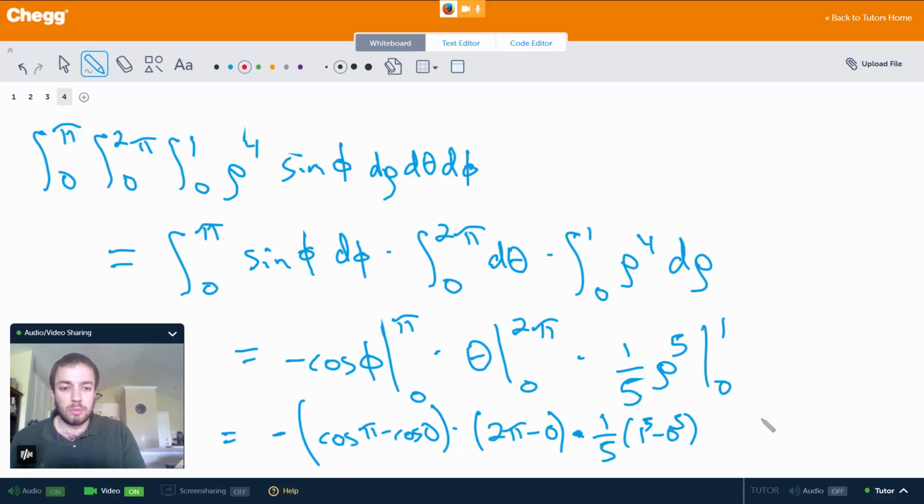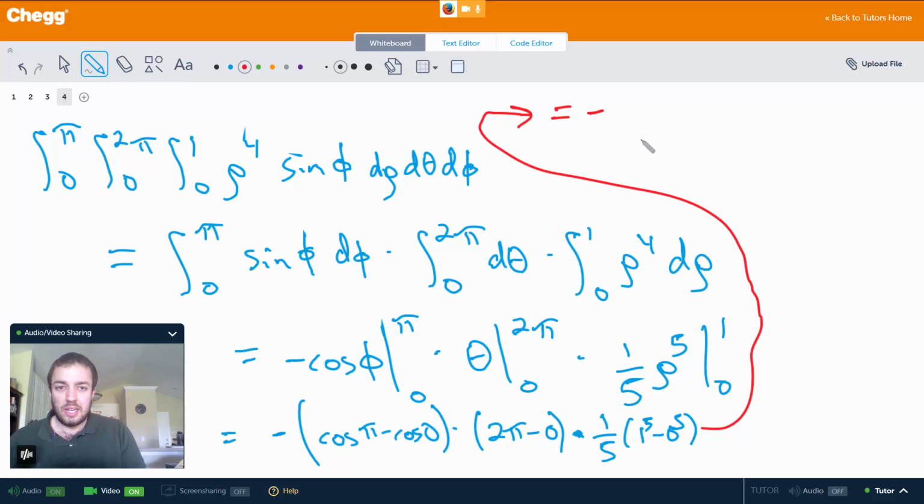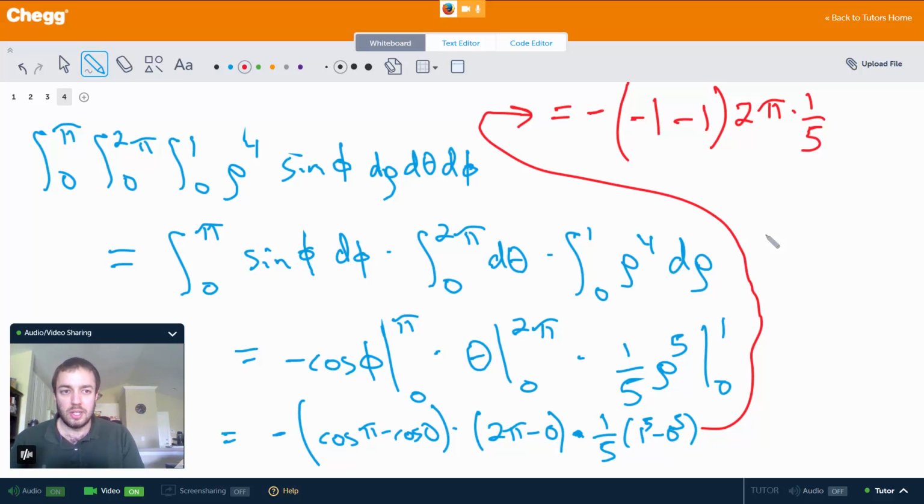All right, now just a little bit of simplification, and we're pretty much there. So we still have a minus sign out here, and cosine of pi is -1. Then we have minus cosine of 0. Cosine of 0 is 1, so we have -1. And then 2 pi is just 2 pi. And then here we're multiplying by 1/5. 1 to the 5th is 1, 0 to the 5th is 0, so this is 1 minus 0, which is just 1, so that's all we have up here. And negative 1 minus 1, so this in here is -2, multiplied by the -1 out here, and that's going to be +2. So we have 2 times 2 pi times 1/5. So our final answer then is 4 pi over 5.